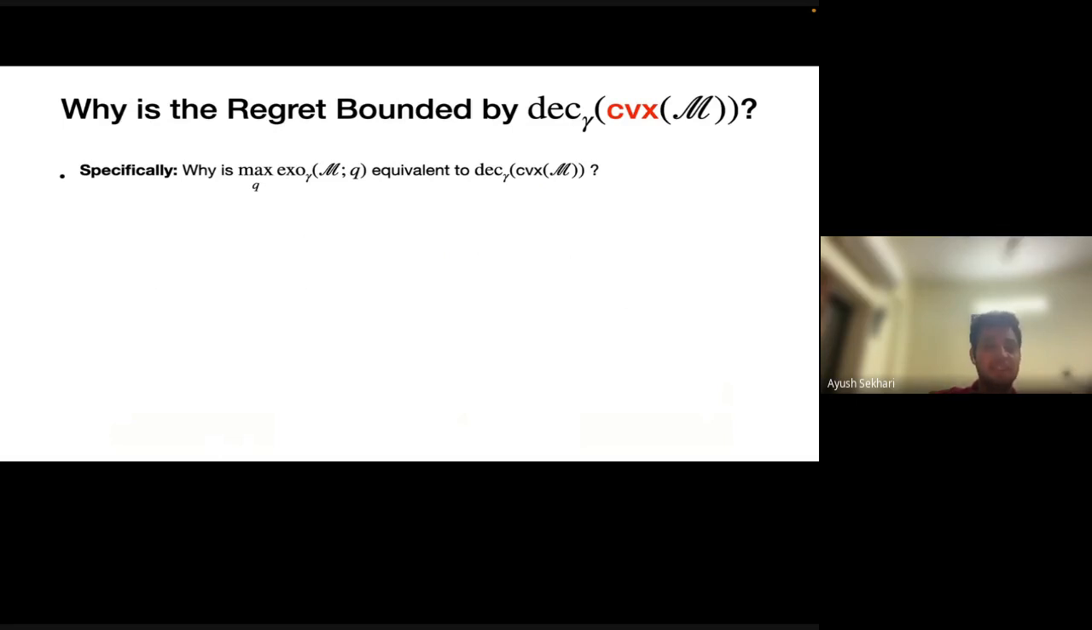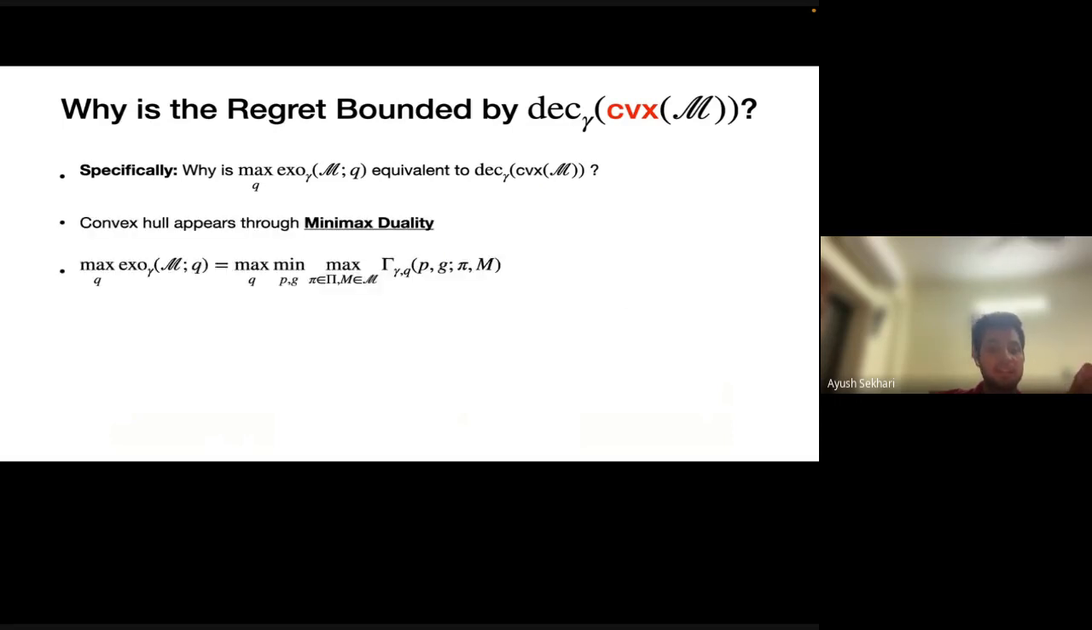And essentially what I'll give intuition to is where this convex hull is coming from and where Hellinger divergence is coming from, and hide a lot of algebra from the slides. So first of all, the convex hull essentially appears through a min-max duality. In a sense, we want to get an upper bound on this max over Q of exploration by optimization of script M with respect to Q. Let's just look at what it is.